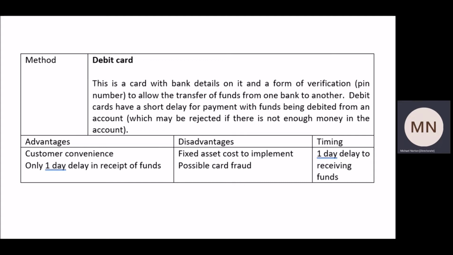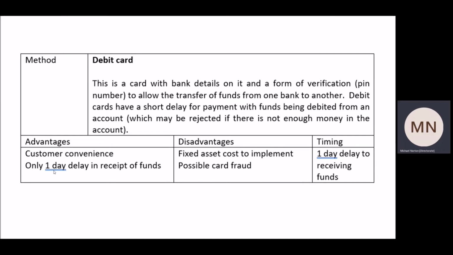But remember, the bank always says everything from its own perspective. So a debit, they call it a debit card, and there's a short delay for payment, so it'll come out the day after. So only 1 day for the money to come out of the bank account into the seller's account.